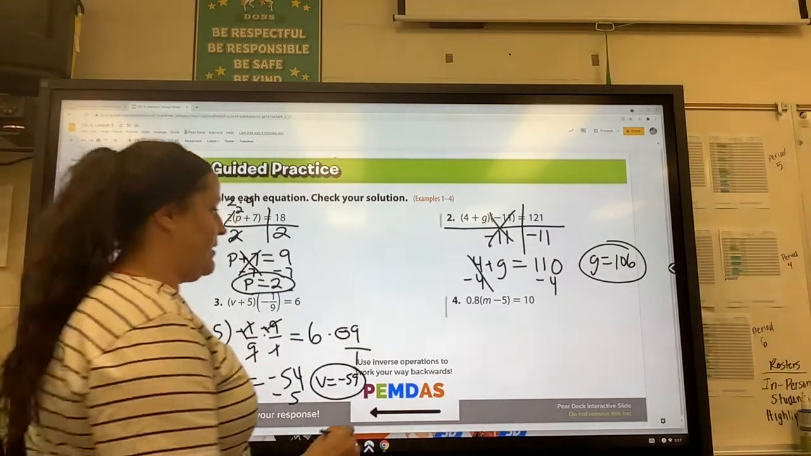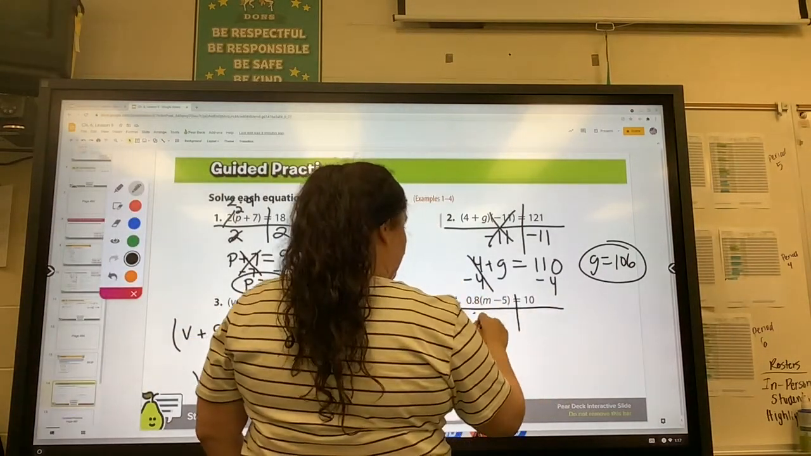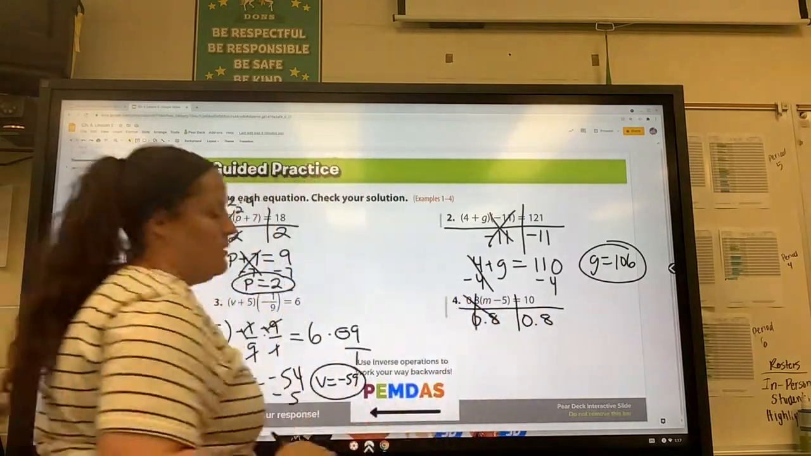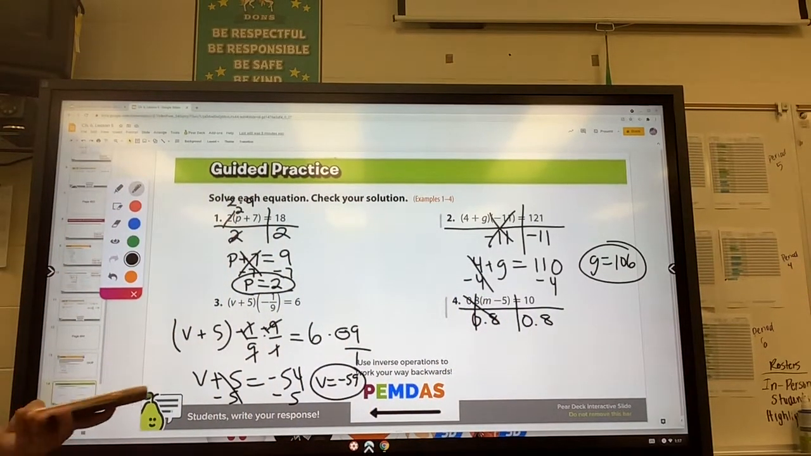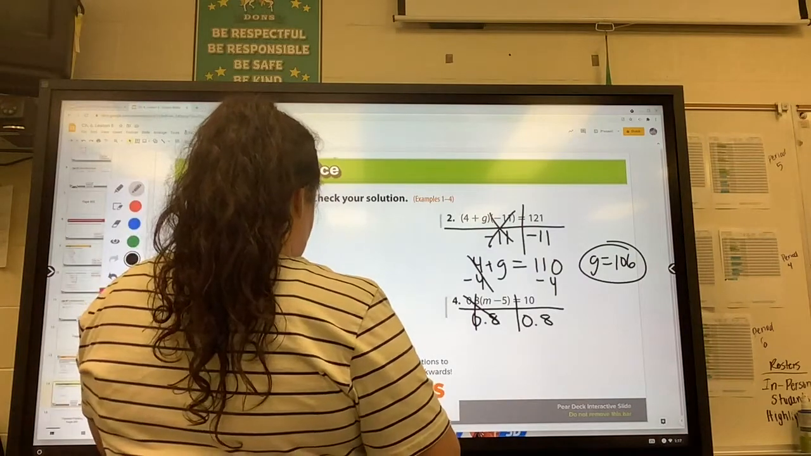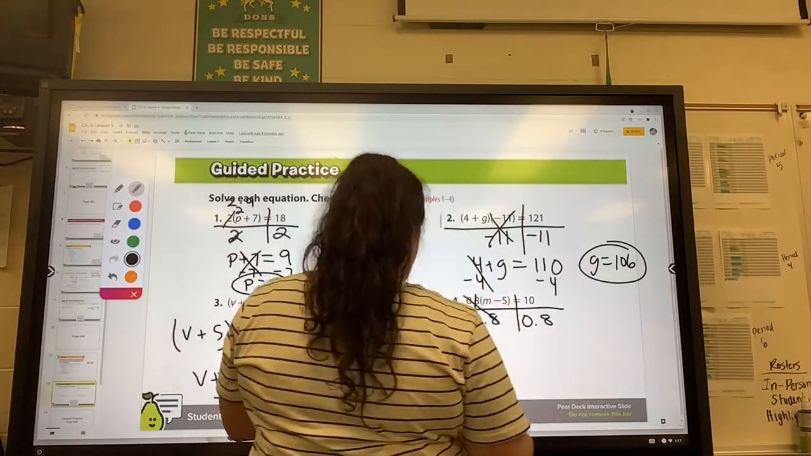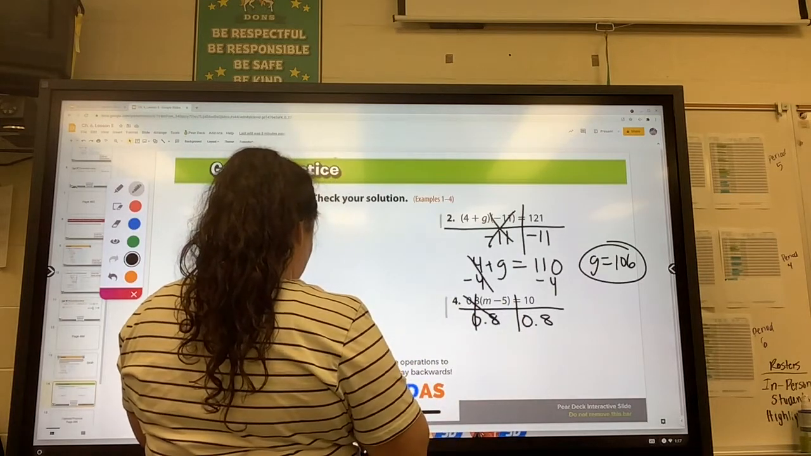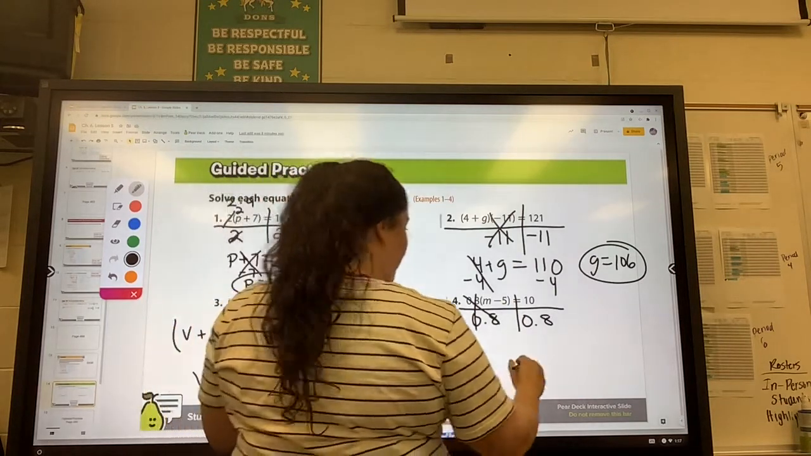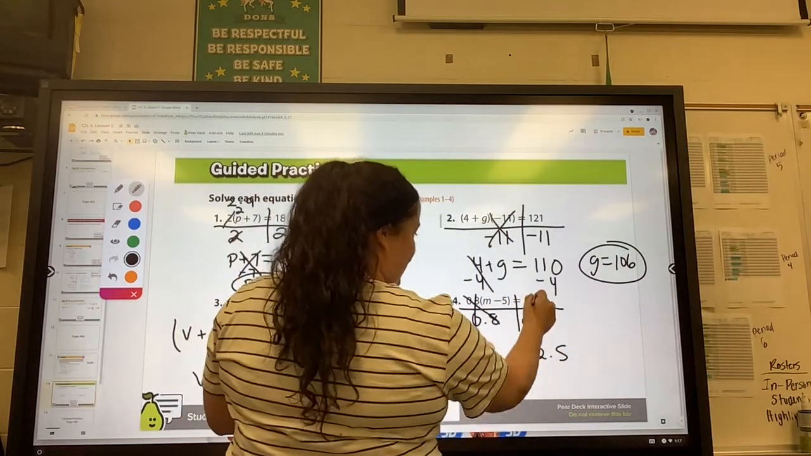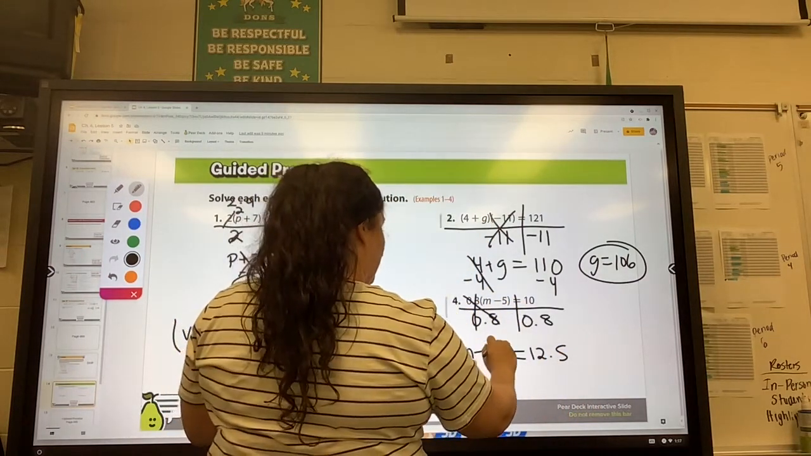And last but not least, divide both sides by 0.8. That would cancel. Get my calculator. 10 divided by 0.8 is 12. Oh, really? By 0.8 is 12.5. Oh, man. 12.5 on that side equals m minus 5.